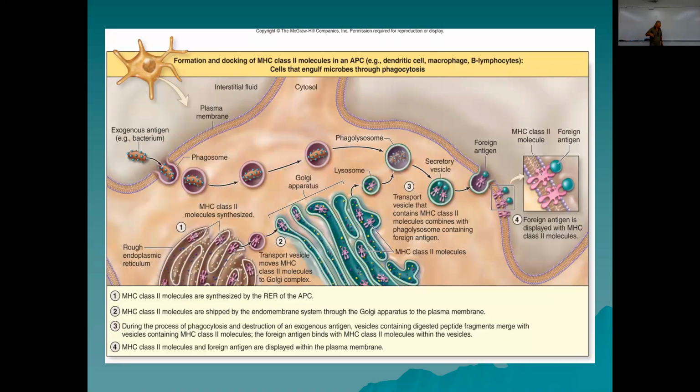This slide is showing an APC that is chewing up a bacterial cell, proteins in a bacterial cell after phagocytosing it, merges that bacterial antigen with an MHC type 2 and displays it on the surface, in its membrane.